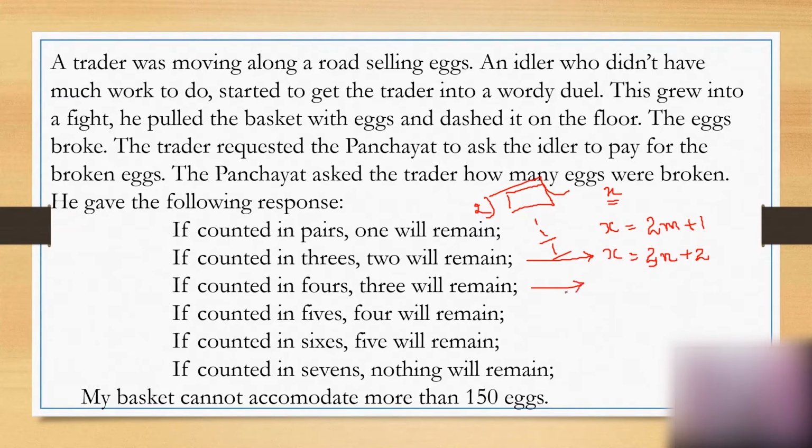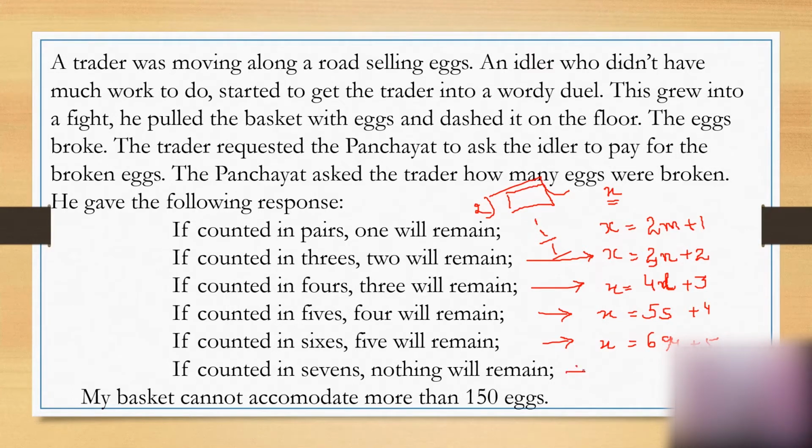And for the third statement, if counted in 4, 3 will remain. It means x is equal to 4 times m, considering any other variable, plus 3 as remainder. If counted in 5, means x is not completely divisible by 5; it will leave the remainder 4. Let us consider 5 times something plus 4 as the number. And if we count in 6, taking 6 at a time, then 5 will be left. It means if we divide that number by 6, we will get remainder 5.